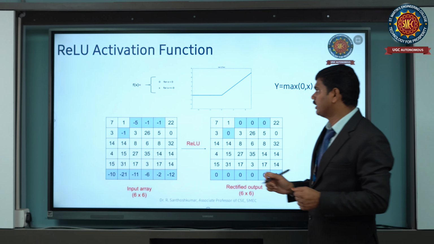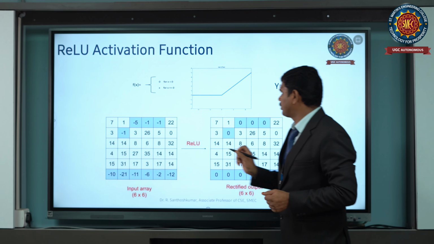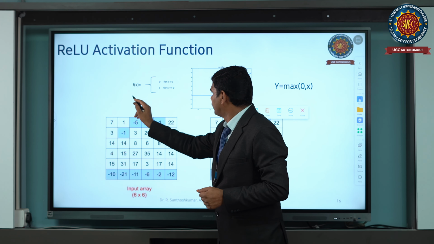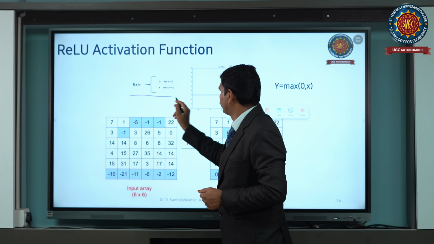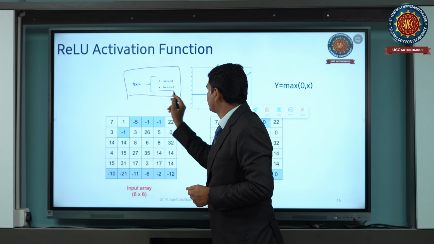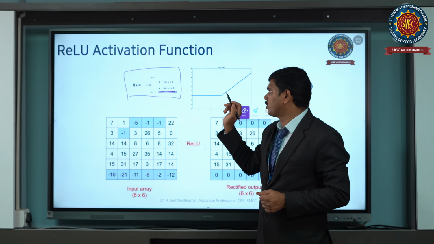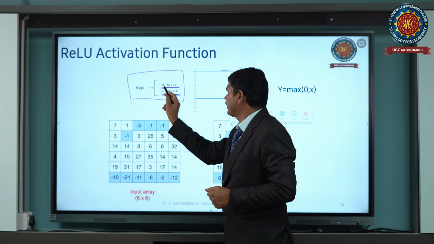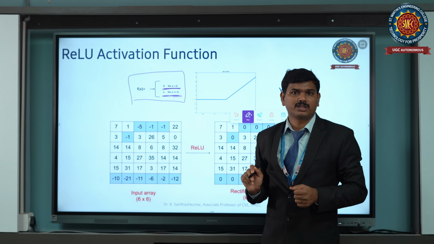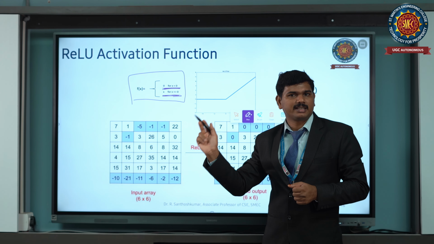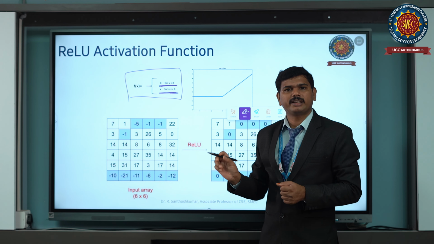Rectified linear unit. So the formula says, whenever the value is greater than 0, the value remains the same. For example, x, for x greater than or equal to 0. When x is less than 0, immediately it will be converted to 0. When the value is greater than or equal to 0, it remains the same.